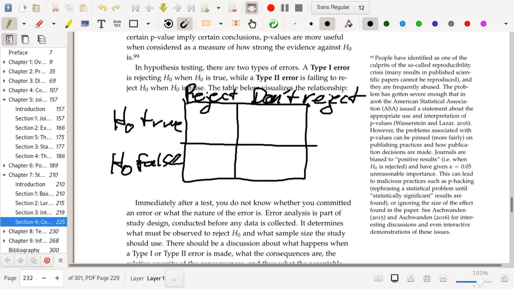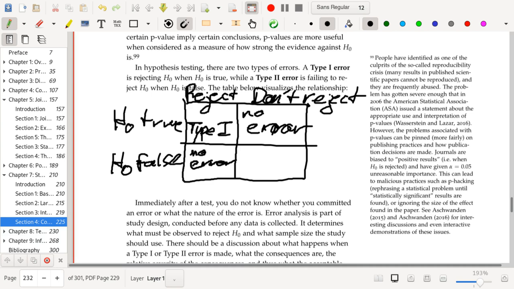If the null hypothesis is in fact true, and you reject the null hypothesis, then you have made a type 1 error. If the null hypothesis is true, and then you don't reject it, you haven't made an error at all. There is no error. If the null hypothesis is false, and then you reject it, then you haven't made an error.